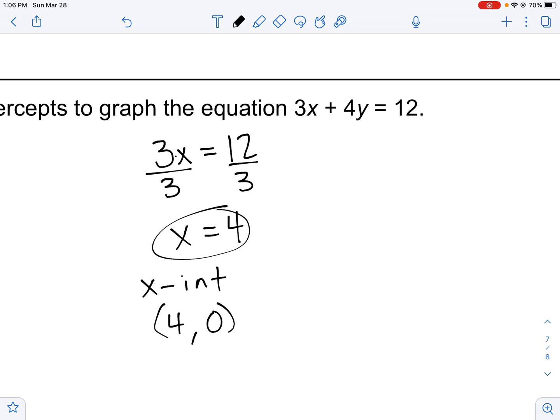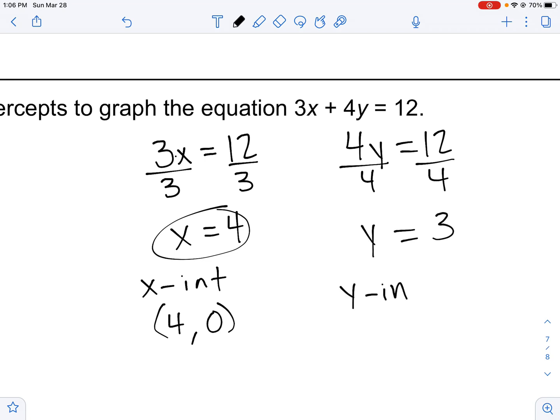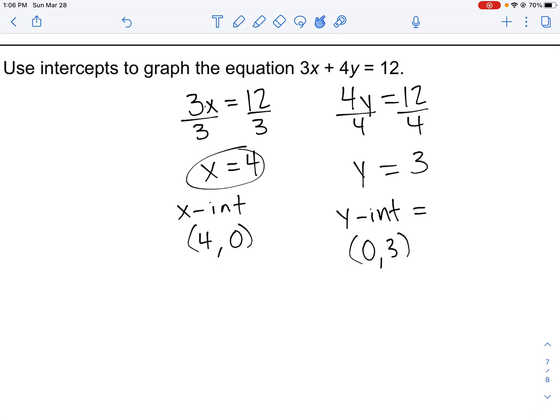Not super important. Now your y-intercept, you're just going to pretend like x doesn't exist. And we're going to divide. And so we get y is 3. So our y-intercept is going to be 0, 3.